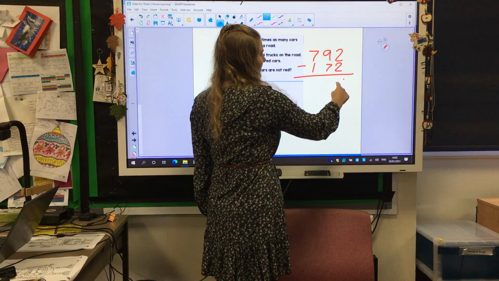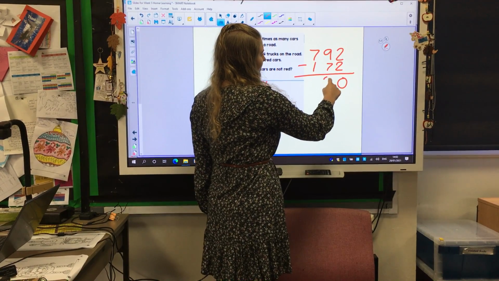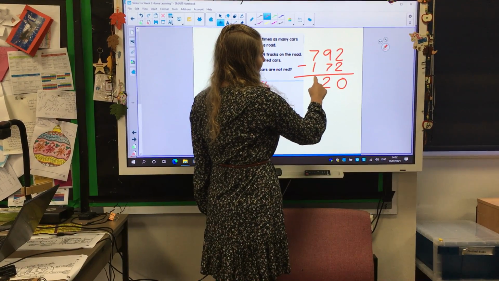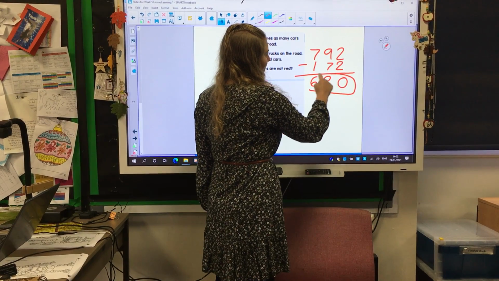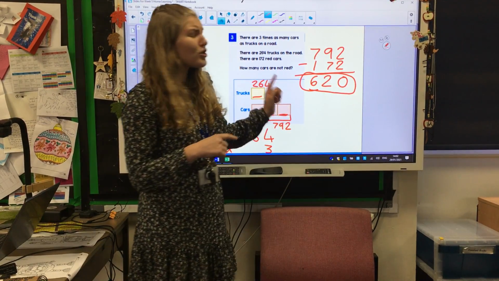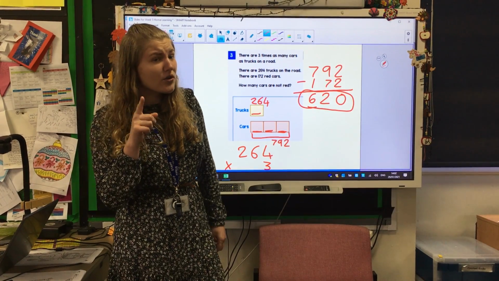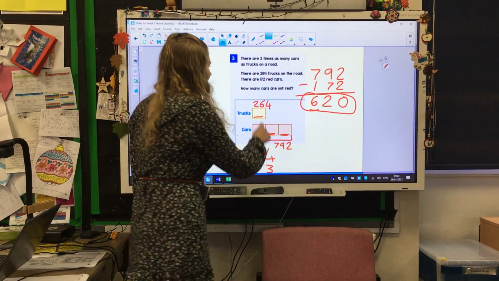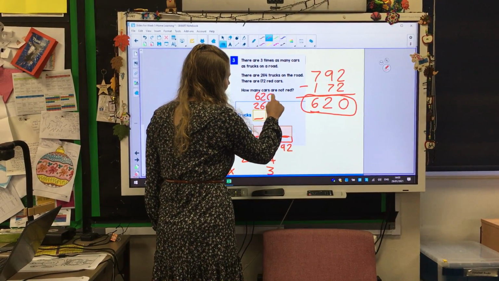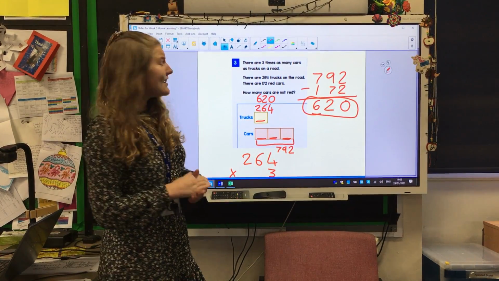2 take away 2 is 0. 9 take away 7 is 2. 7 take away 1 is 6. So this tells us that there are 620 cars on the road that are not red. Let's write it here. 620. Nice and easy. There we go.